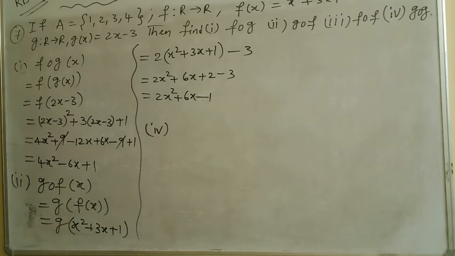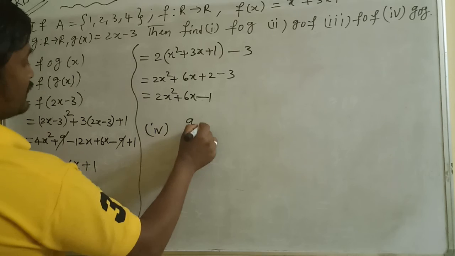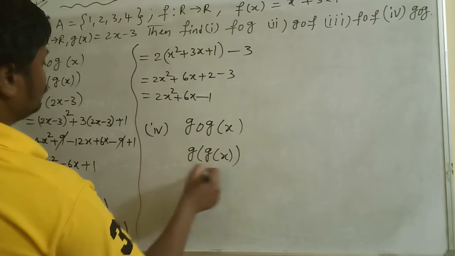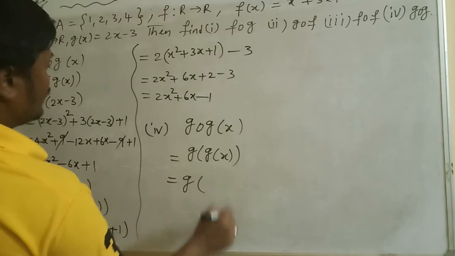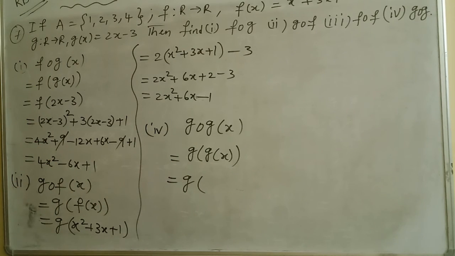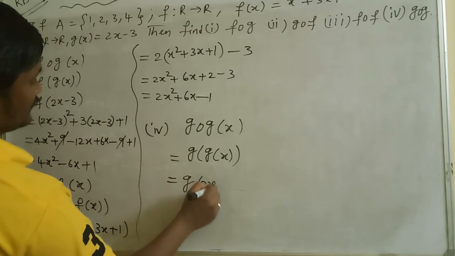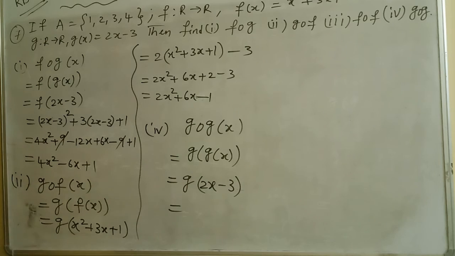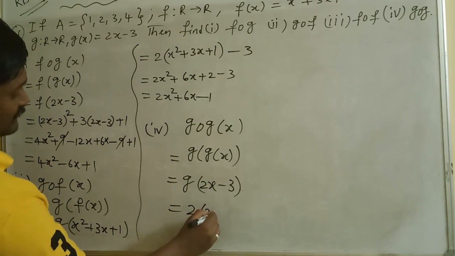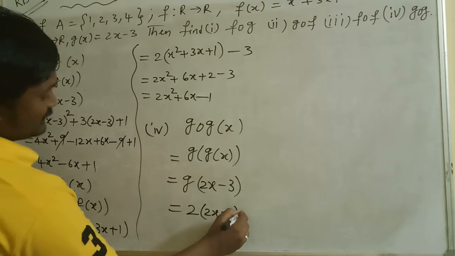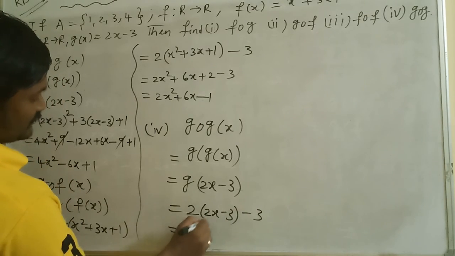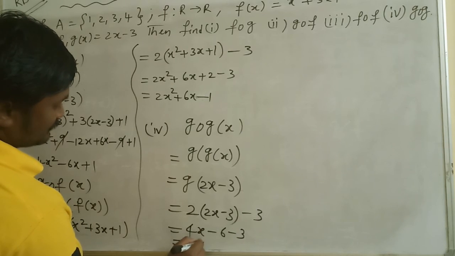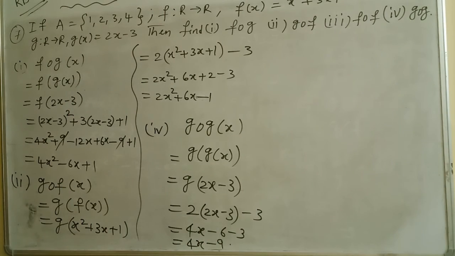So fourth one, g circle g. Now we go for g circle g of x. So you can write g of g of x. What is your g of x? G of x is nothing but 2x minus 3, right? Now again g of x, so wherever x is there, substitute 2x minus 3. 2 into x means 2x minus 3, minus 3. Now 2 2s are 4x, minus 2 3s are 6, minus 3. So 4x minus 9. So this is about your fourth problem.